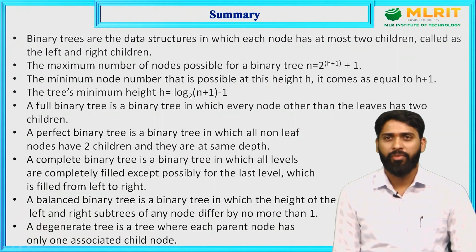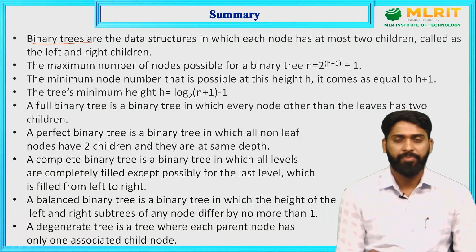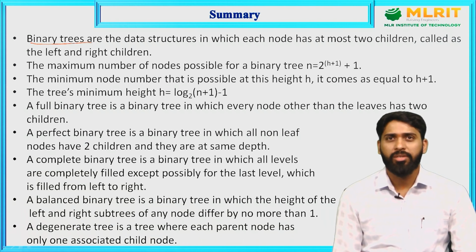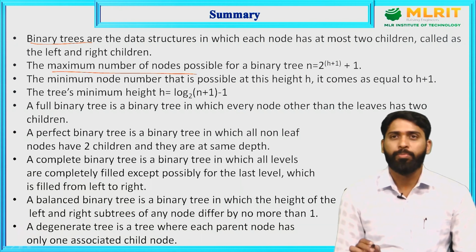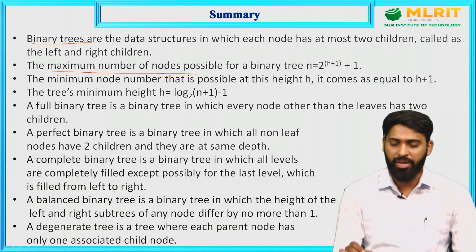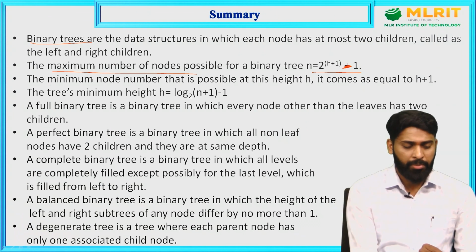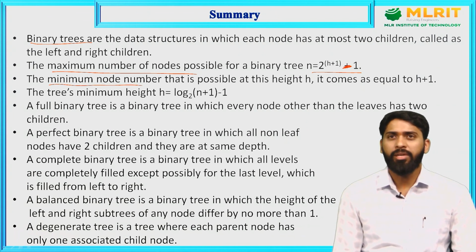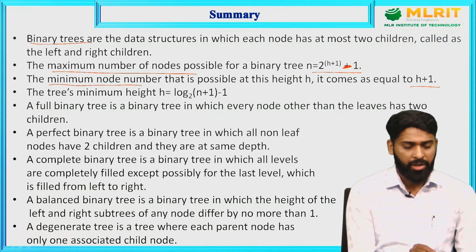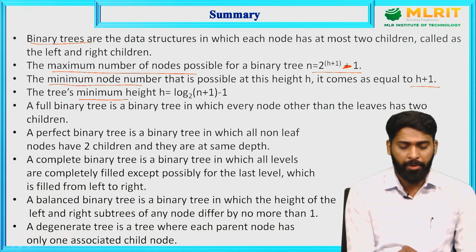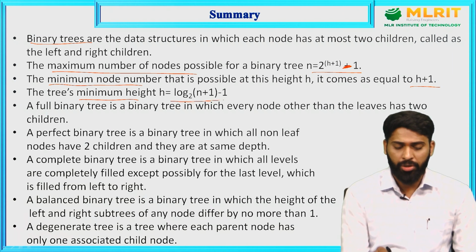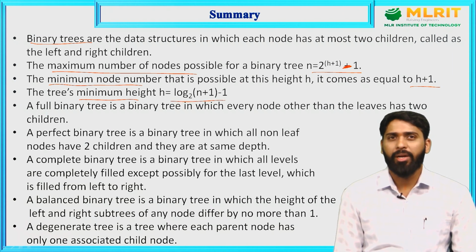In this session, we learned what a binary tree is. Binary trees are data structures in which each node has at most 2 children, called the left and right children. And we saw how to find the maximum number of nodes possible in a binary tree, that is n equals 2 power h plus 1 minus 1. And we discussed how to find the minimum number of nodes in a binary tree, that is h plus 1. And we discussed how to find the minimum height, h equals log 2 of n plus 1 minus 1.